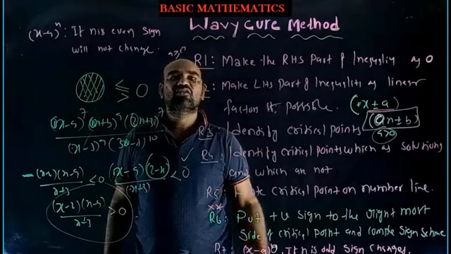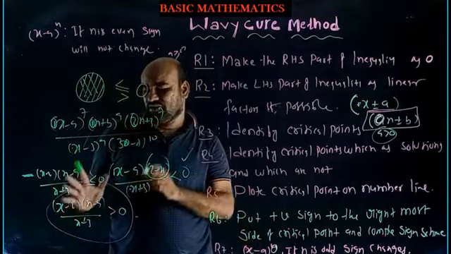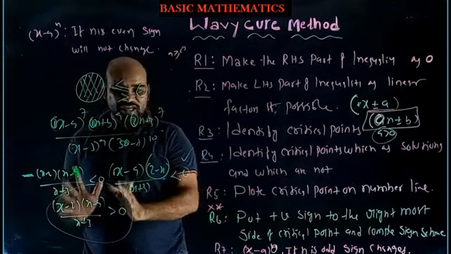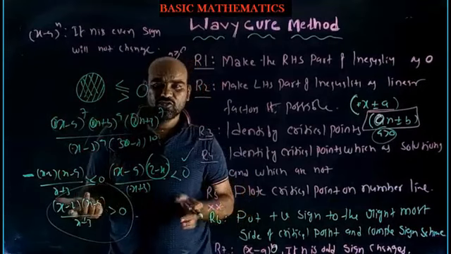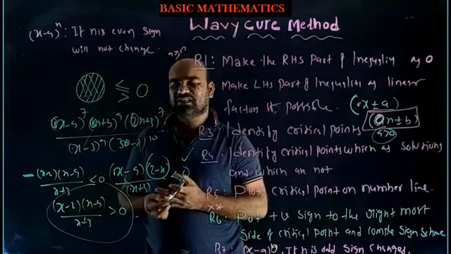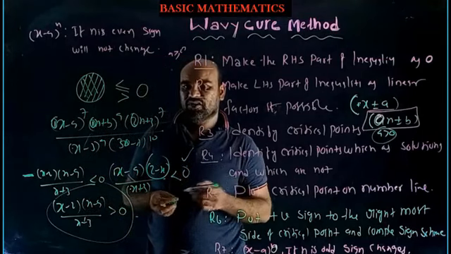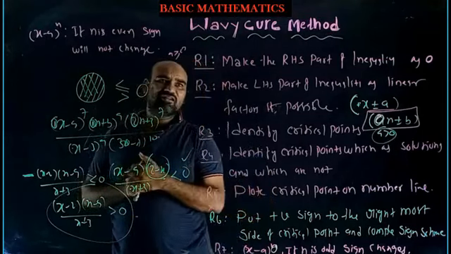Understood? So while using the Wavy-Curve method, we need to check whether the given inequality is in standard form or not. If it is not in standard form, you want to make it into standard form, then only you can apply the sign scheme or Wavy-Curve method. I hope you people understood the method.